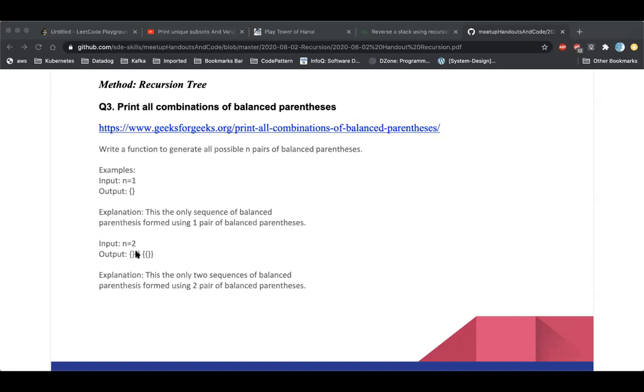So here, this open close is one, and this open close is another one. We have two sets here. So given a number of parentheses, how many of those you can make is the question.